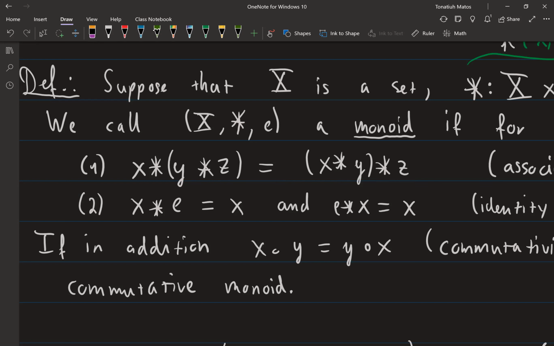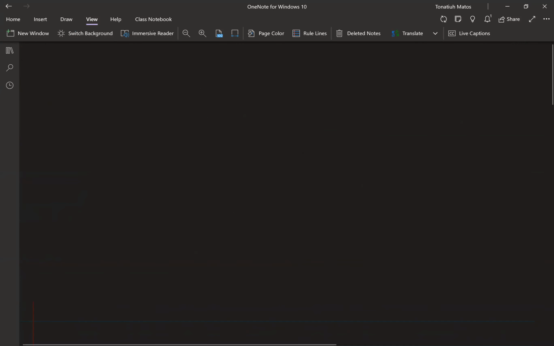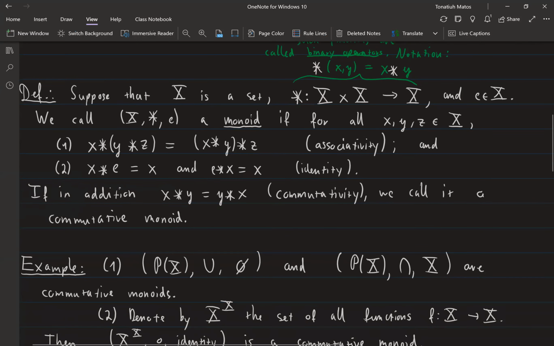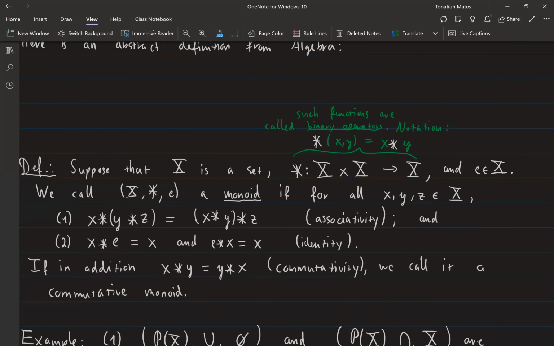Next. Okay, so what is this very abstract definition? I know many of you, if not all of you, are seeing this for the first time, so don't worry if you don't understand. We will look at some examples, right?